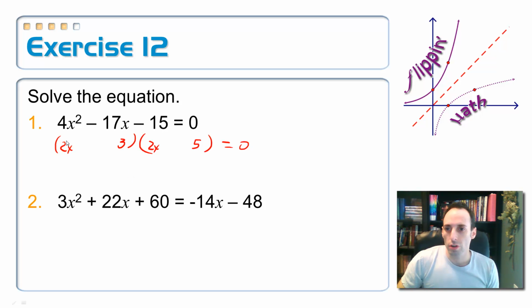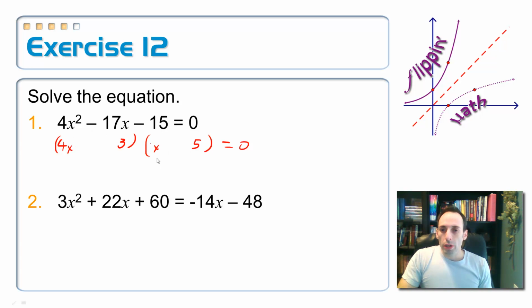So I'm actually going to try changing the 2's to a 4 and a 1. So a 4x and an x. Okay, so the outside would be 20, the inside would be 3. I can get 17 from that as long as it's negative 5 and positive 3. Well, there we go. Just factored it.